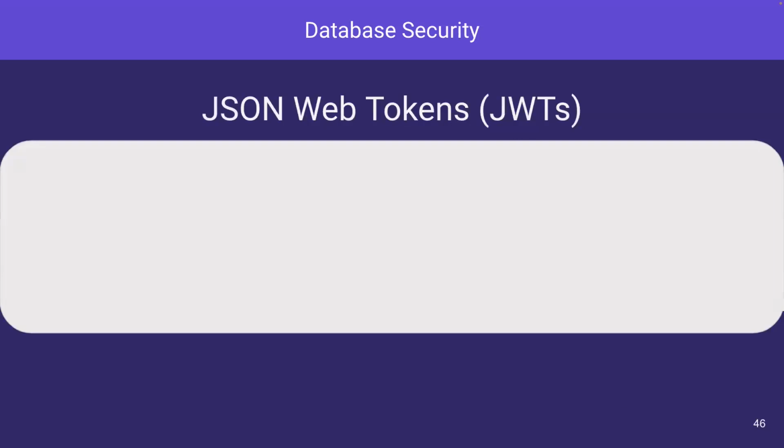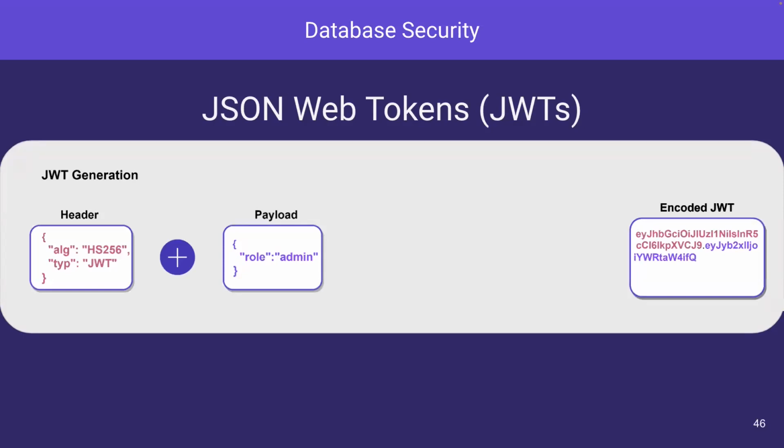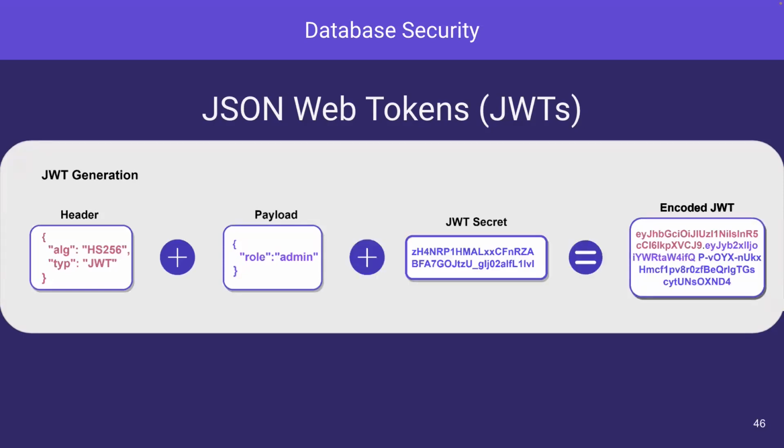JSON Web Tokens are used to transmit secure information as a JSON object for authentication. They consist of 3 parts separated by periods: a header, a payload, and a signature. The header contains the token's type and cryptographic algorithm used for its signature.